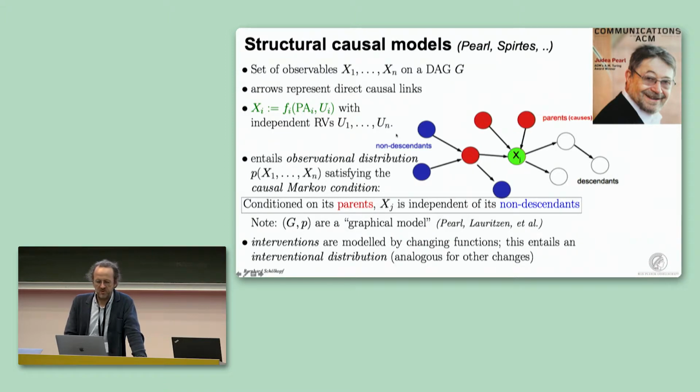So let's think of a model where we have a set of observables. We put them on a directed acyclic graph. The arrows in this graph represent direct causation. By this, we mean that each observable is nothing but a function of its direct causes, so the parents in the graph, and a noise variable U_i. So far, this is all deterministic. U stands for unexplained.